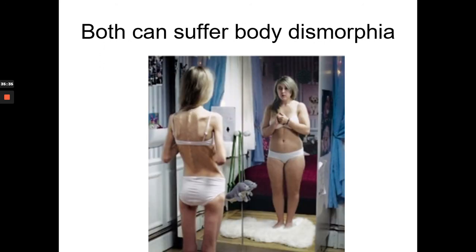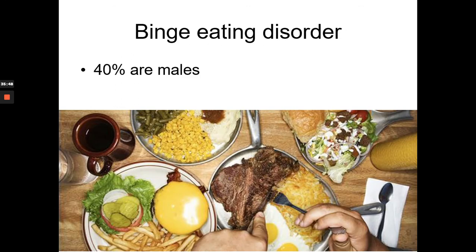Okay? And both can suffer from body dysmorphia or body dysmorphic disorder. What they see in the mirror does not match reality. Binge eating disorder, it's when people eat massive amounts of food at least twice a week, but they don't throw up. They don't purge. They just get fat. Okay?